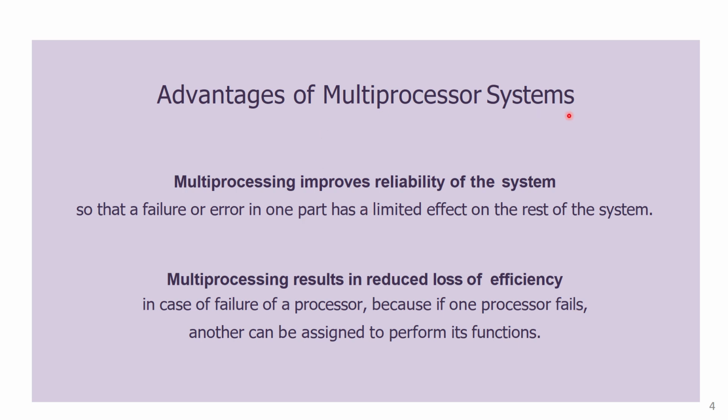Advantages of a multiprocessor system. A multiprocessor system improves the reliability of the system because if some part of it fails, the other parts can work correctly and get the work done. It also results in reduced loss of efficiency. Obviously, in case of a failure of a single processor, the others can work. A single part of the system cannot affect the whole system if even one part fails.